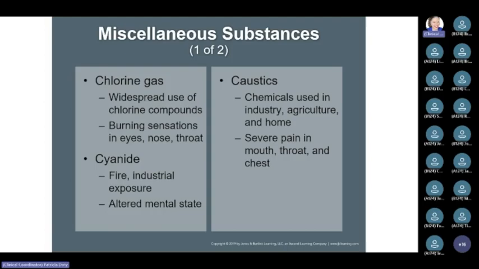Okay, chlorine gas. There are a whole bunch of places that you can find chlorine compounds, and it's going to be burning in your eyes, nose, and throat. Cyanide, you're going to find that in altered level of consciousness. Okay, the cyanide's also going to have an altered mentation as well.